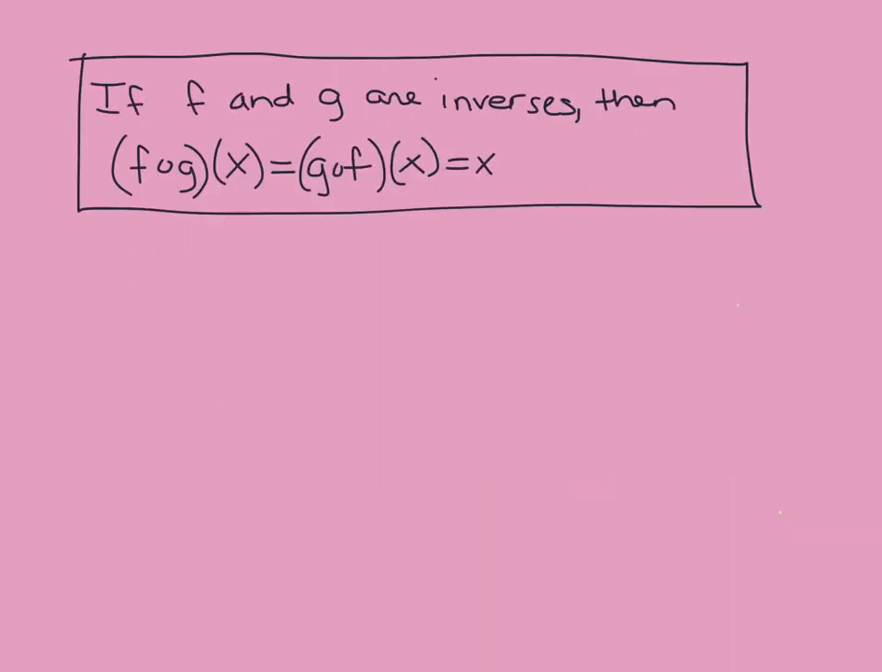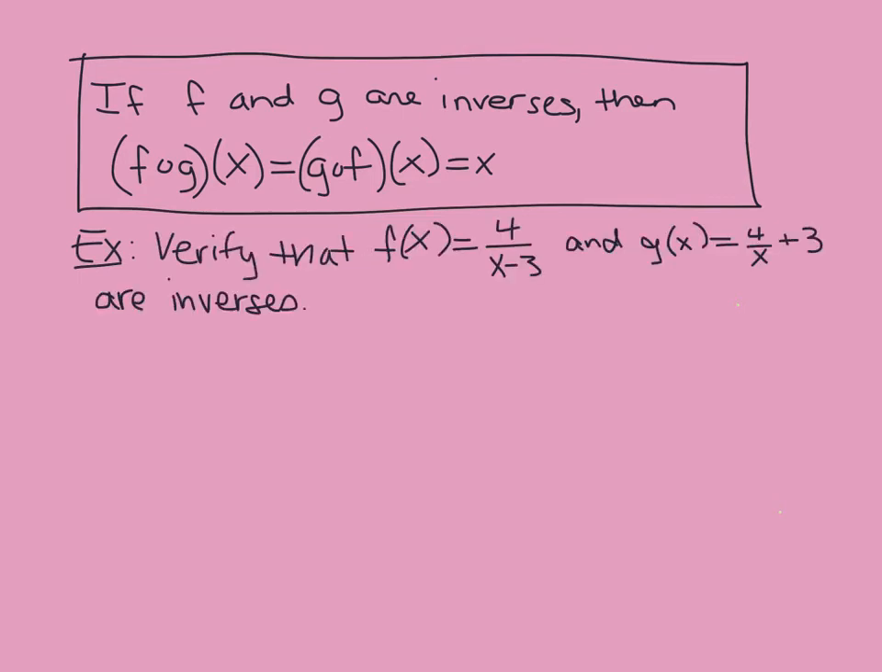We have an important rule with functions, and that's that if two functions are inverses, when you find the composite function of both of those in either direction, either f of g of x or g of f of x, you will get x. So a popular question that you often will see is to verify that two functions are inverses. So let's do one of those.